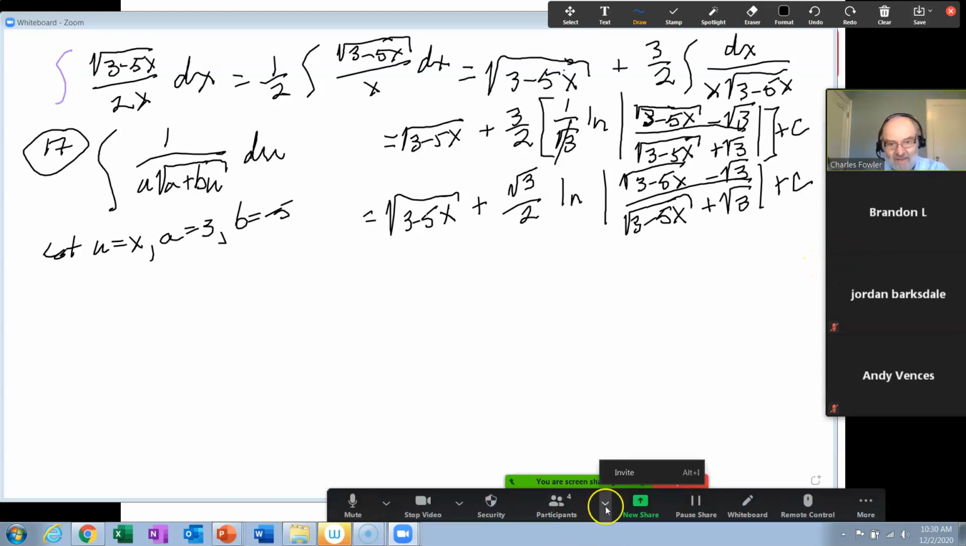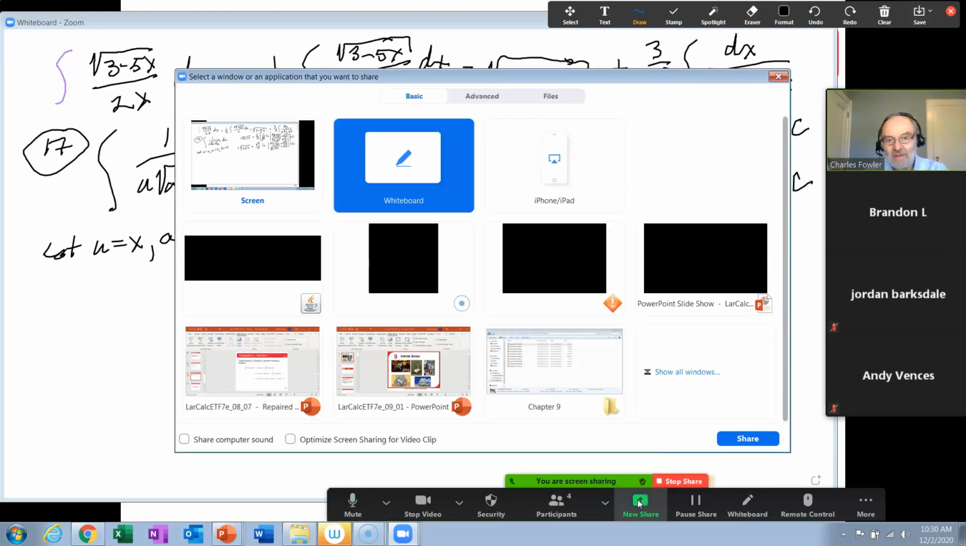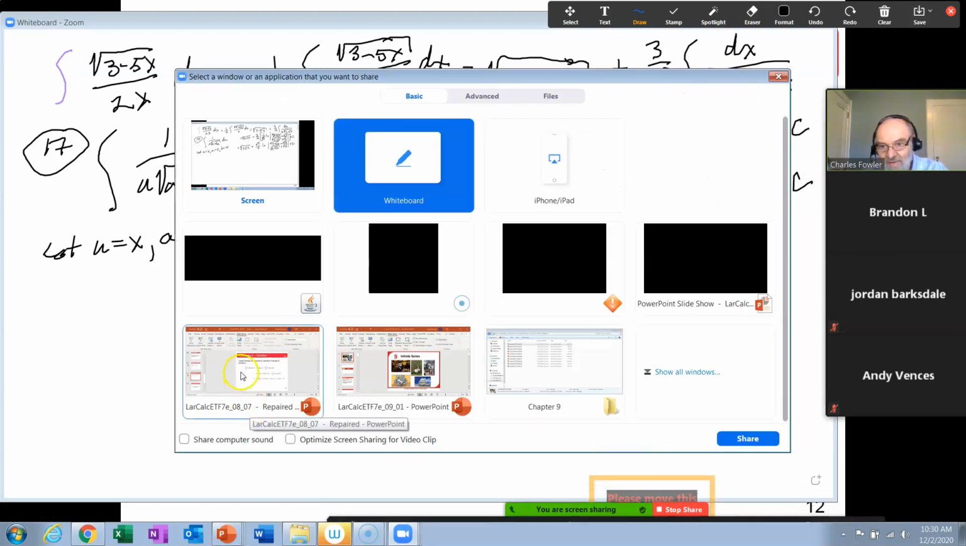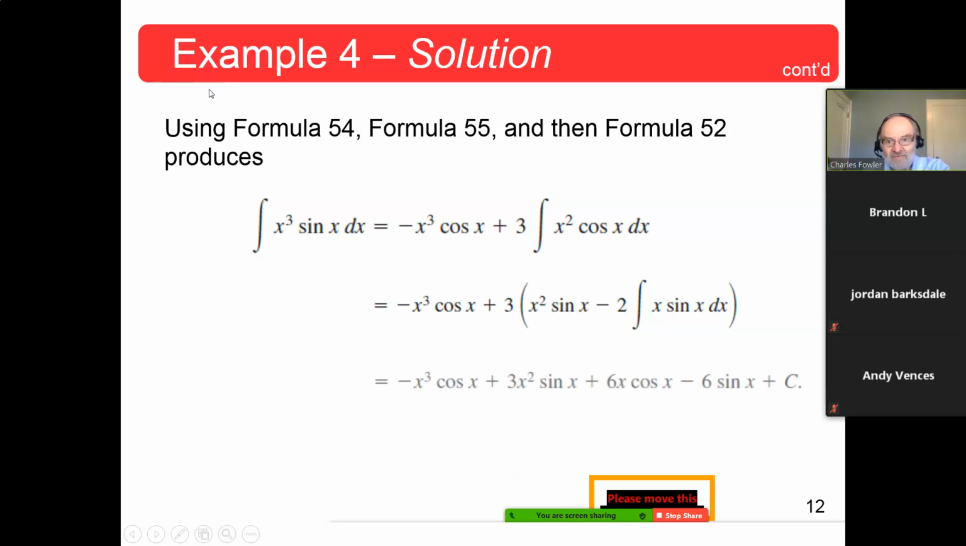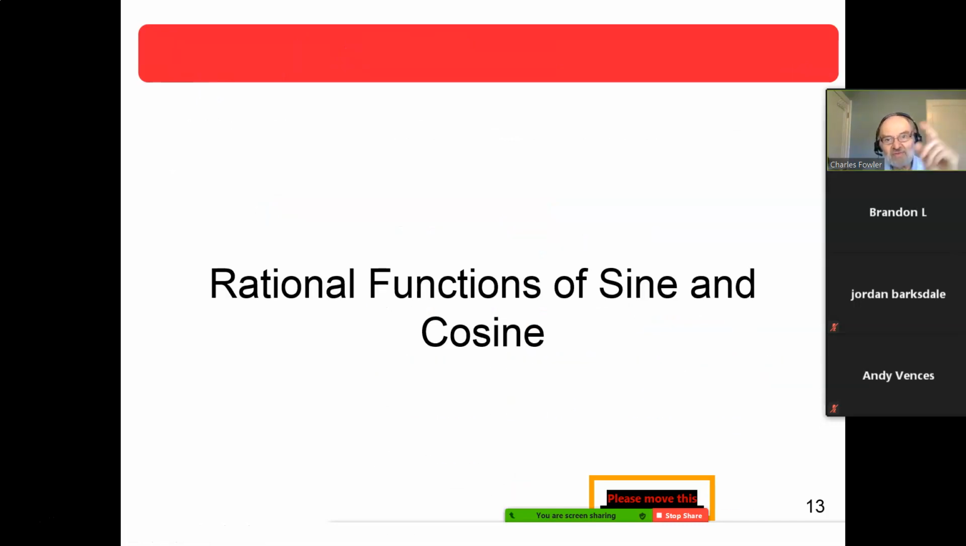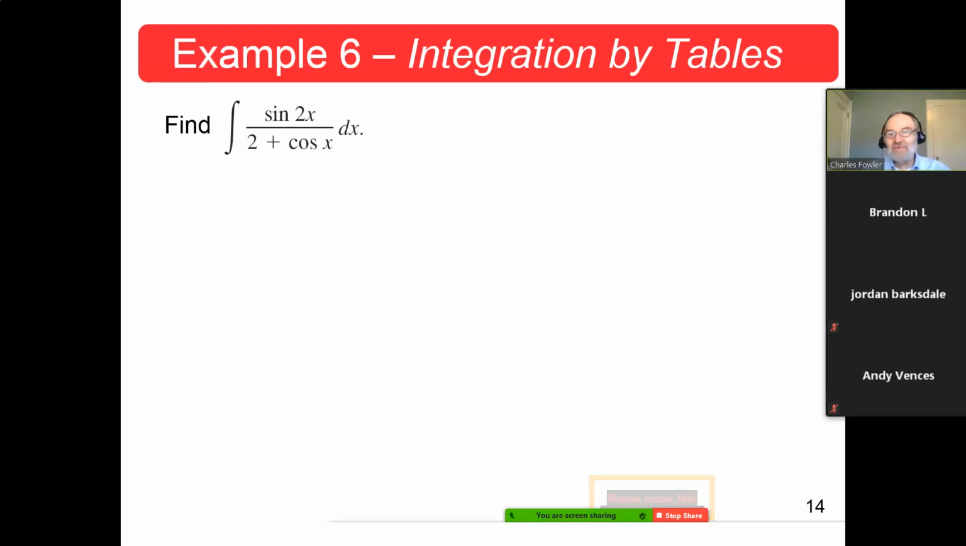Okay. If not, we'll go back to our PowerPoints. There it is. And we'll resume the slideshow there, and we finished example 4 and example 5. So now we're ready for the top of page 569, rational functions of sine and cosine. Okay, and they jump right into integration by tables. Okay, still integration by tables, but now they're doing rational functions of this.